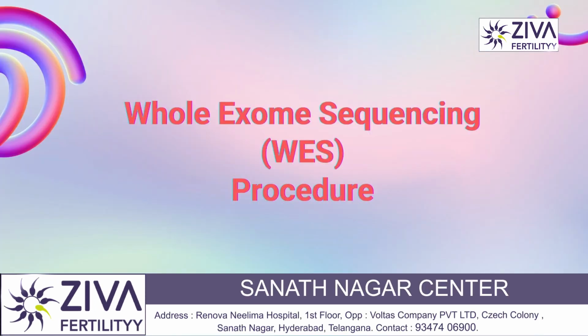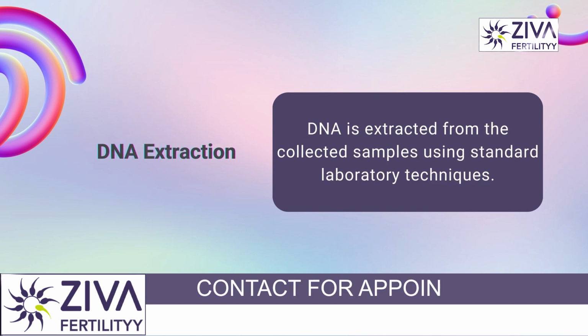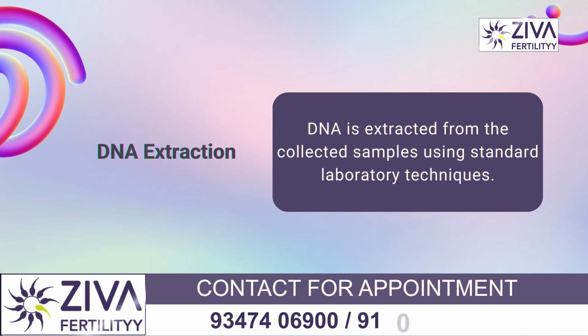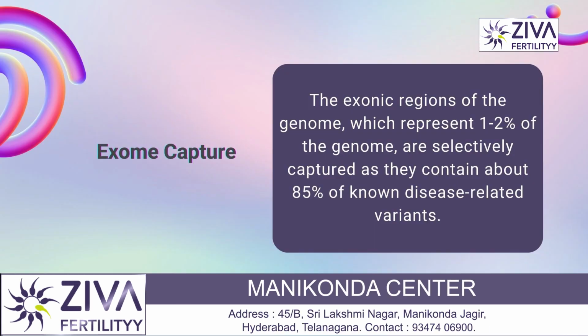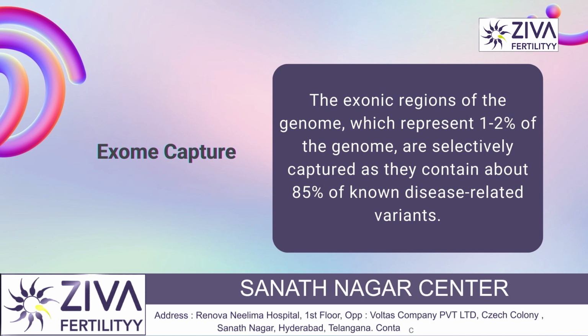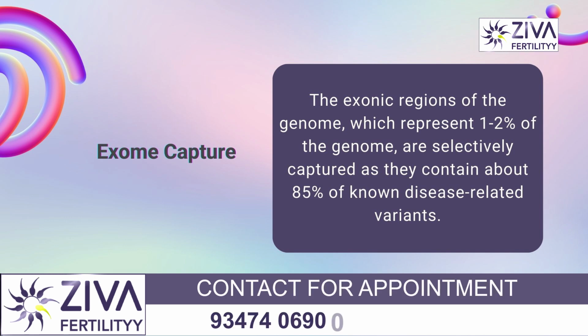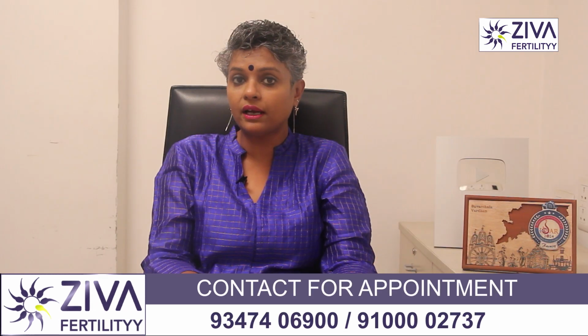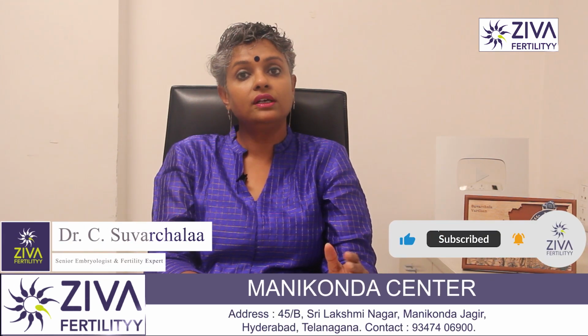The procedure is very simple. Blood or saliva samples are collected from the individual and DNA extraction is performed. DNA is extracted from the collected samples using standard laboratory techniques. Then exome capturing is performed. The exonic region, which is the coding region of the genome, which comprises about 1 to 2% of the genome but contains about 85% of known disease-related variants, is selectively captured. This is done using probes that hybridize to the exonic sequences.